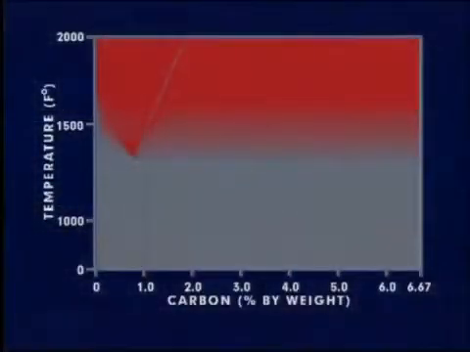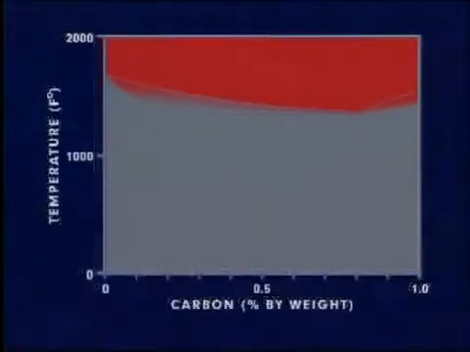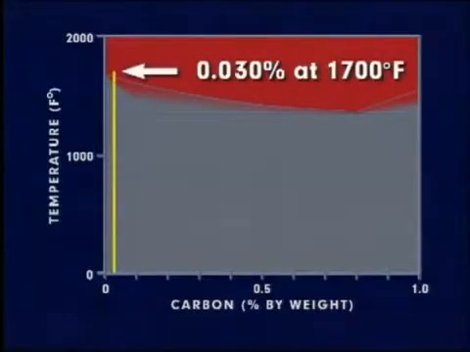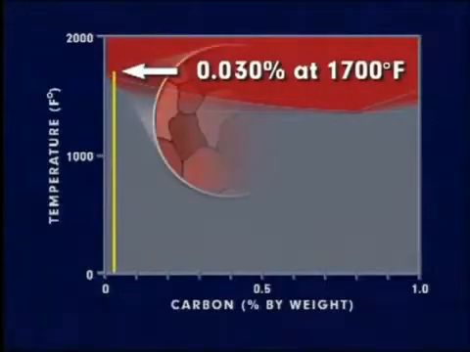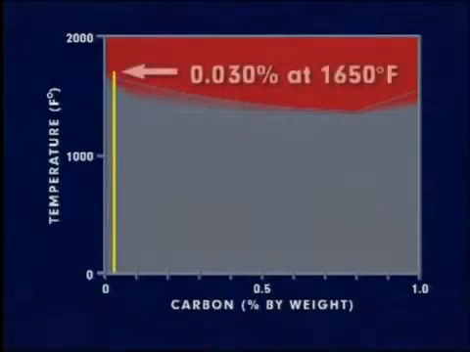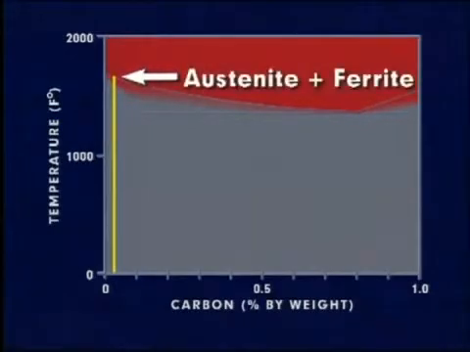Let's take a closer look at some examples of how carbon affects the hardness of steels. If steel containing 0.030% carbon is heated to about 1,700 degrees Fahrenheit, the structure will consist entirely of austenite. If it is then cooled slowly at about 1,650 degrees Fahrenheit, the austenite begins to transform to ferrite.